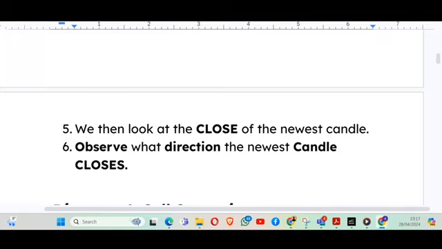Like I said, we're going to be observing the direction Saturday's candle, which is candle 2, closes in respect to Friday's candle, candle 1. Now, the direction Saturday's candle closes in respect to Friday's candle, that direction determines where we're going to be going today on Sunday if we were trading. I'll show you a better picture as we go. So having observed all 6 points, the final point is to observe what direction the newest candle closes. The newest candle, which is candle 2, that direction.